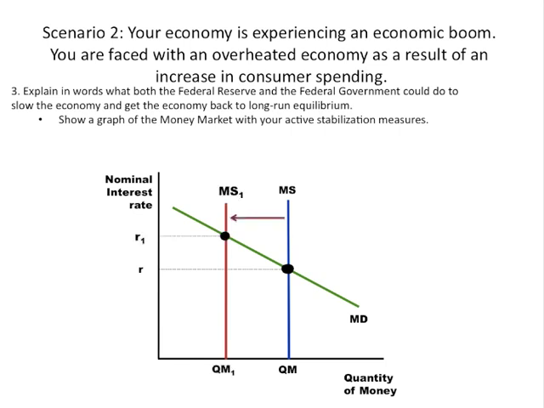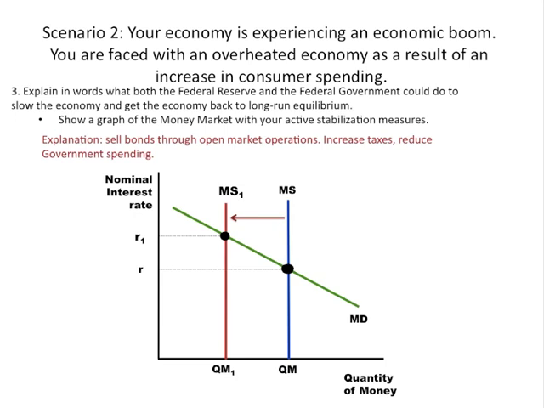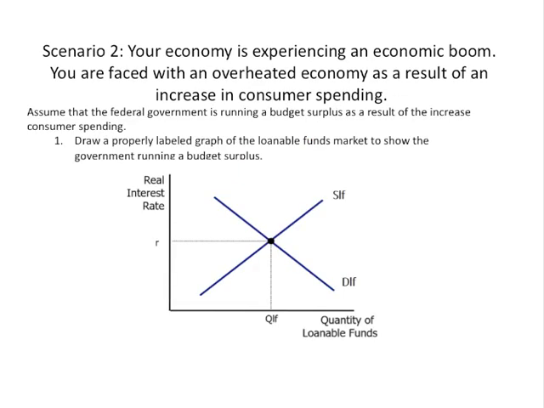But if the Fed reduces the amount of money in the money supply, what is the impact of that on aggregate demand? Well, if interest rates are going up, that means consumers and businesses will cut back on their borrowing. In fact, some people will actually prefer to save as a result of the higher interest rates. So the Federal Reserve would sell bonds through the open market, and the government would increase taxes and then reduce government spending. To graph this, the government would be running a budget surplus.